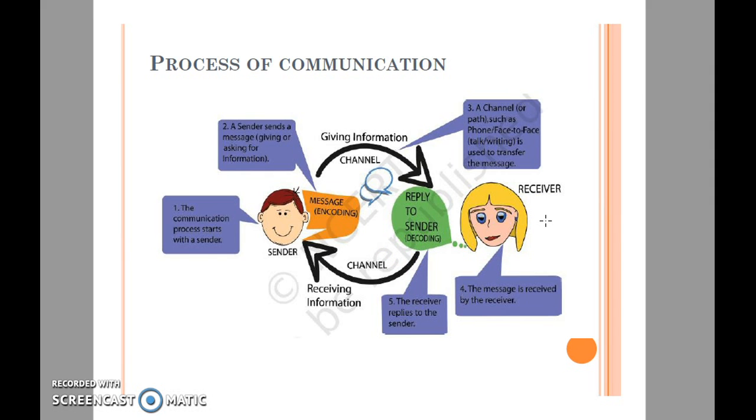Then this decoded message is received by the receiver. If he or she wants to reply about that message, then he or she sends the response, or feedback, to the sender. Feedback is a response. The response to the received message is called feedback. If the response is as desired, that means the receiver has decoded that message correctly. This is the process of communication.